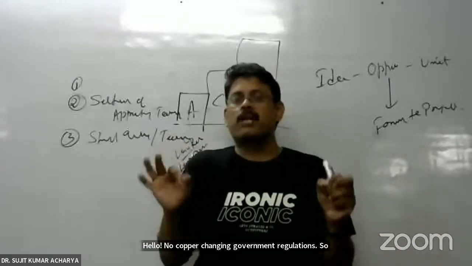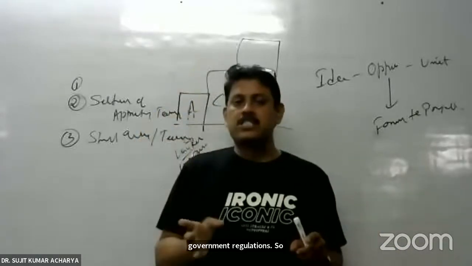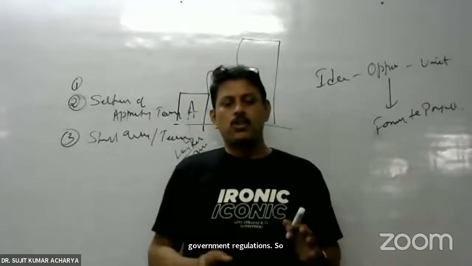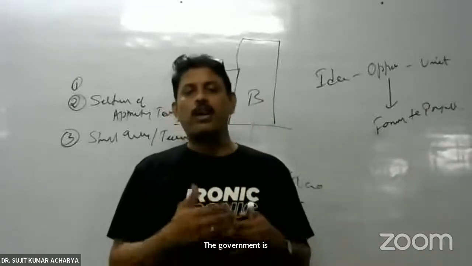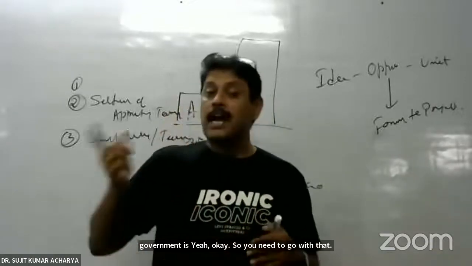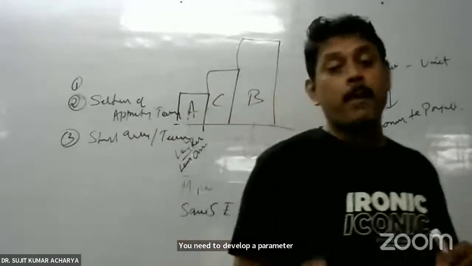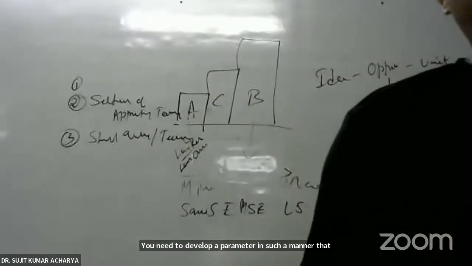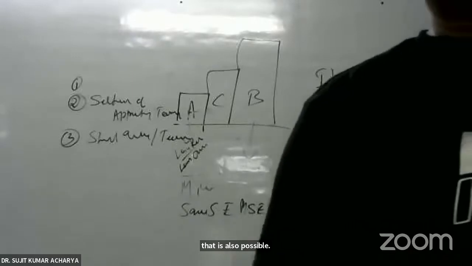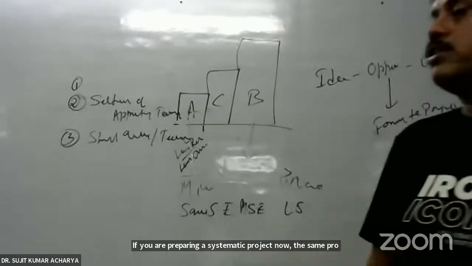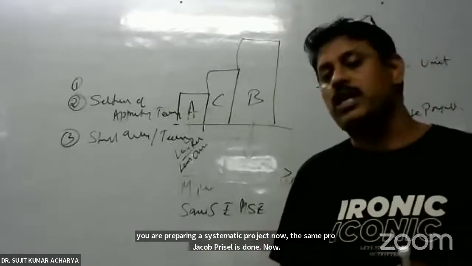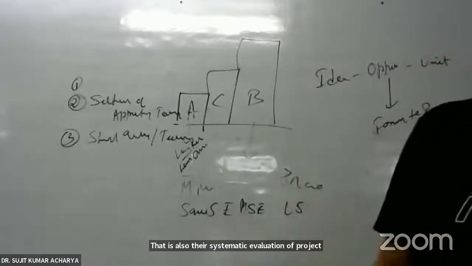The rules and regulations of the government are very rigid, very strict. Okay, so you need to go with that. You need to develop a parameter in such a manner. Now that is also possible if you are preparing a systematic project. Now you see, project appraisal is done. Now that is also there. A systematic evaluation of project reports is done. We will also give the points in that.